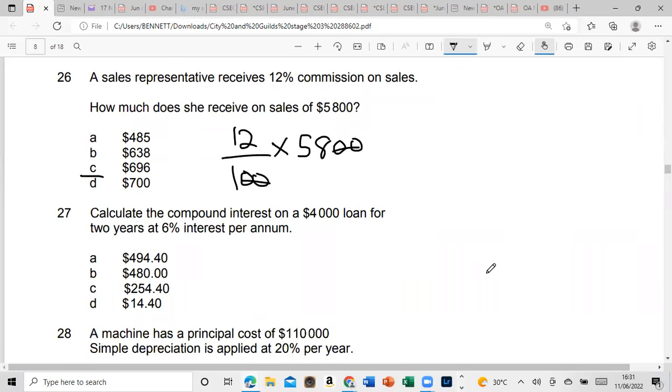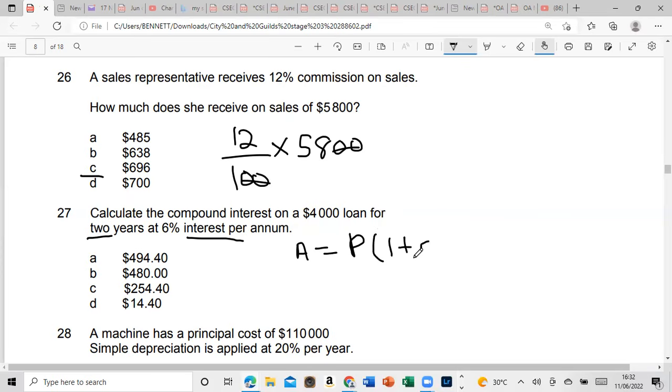Calculate the compound interest on a $400 loan for 2 years at 6% per annum. But they don't tell me when it compounds, only per annum, and this is 2 years. Alright, let's see if we can calculate this.